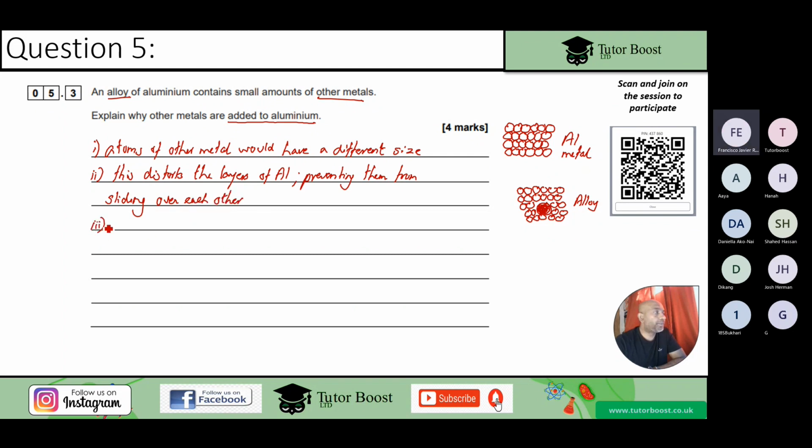And third point, this makes the alloy harder. So 4 marks. So 1 mark for this point, 1 mark for this, 1 mark to say that it stops it from sliding over each other, and 1 mark to say that it makes it harder. Hence, you're explaining to say harder or stronger as well.